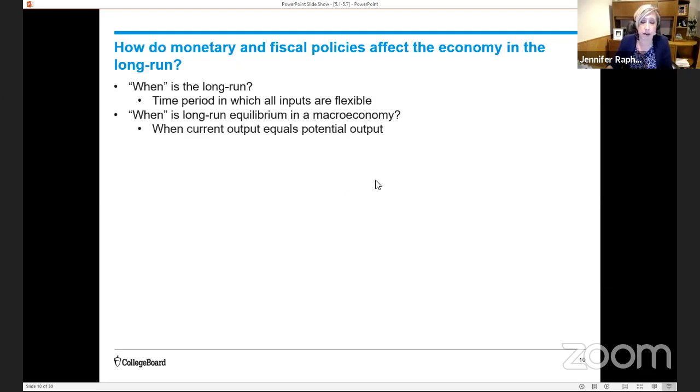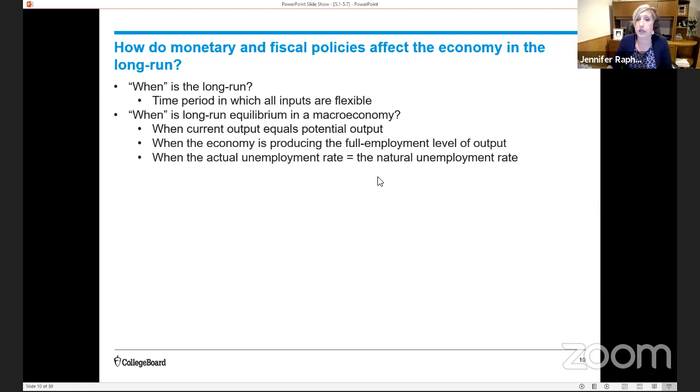Well, we know it's defined as the condition that exists when current output equals potential output. We can also say long run equilibrium exists when the economy is producing the full employment level of output. And we can also say that it exists when the actual unemployment rate is equal to the natural unemployment rate. We have no cyclical unemployment. So all of these are different ways of expressing this idea of long run macroeconomic equilibrium.